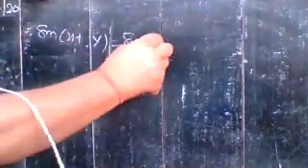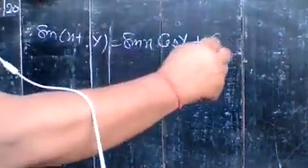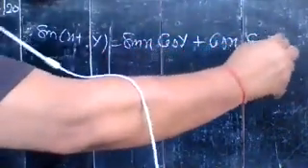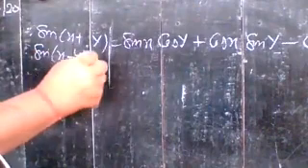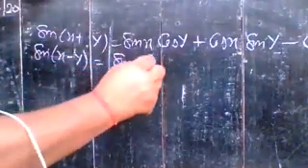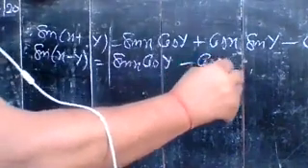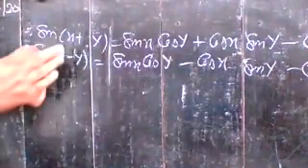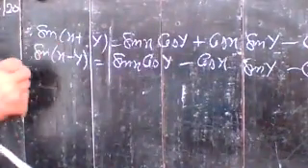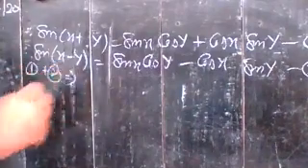So how you prove it, just see. You know the formula of sin(x plus y) is equal to sin x cos y plus cos x sin y. Suppose that is the first equation. And you also know the formula of sin(x minus y), that is equal to sin x cos y minus cos x sin y. That is the second equation. Now what you do, you add 1 and 2.